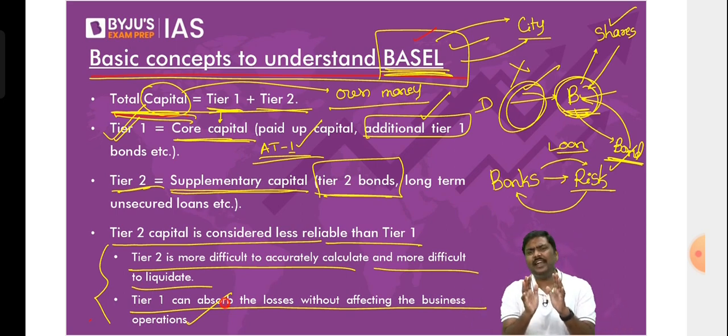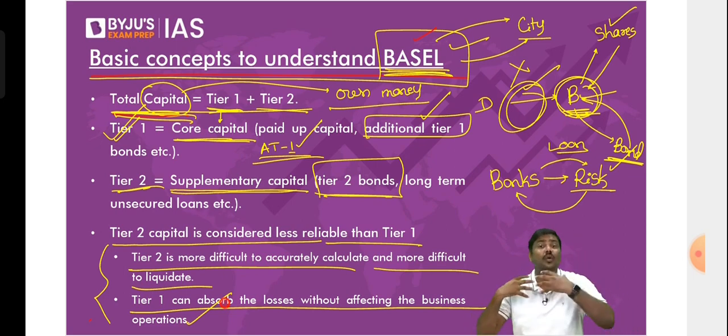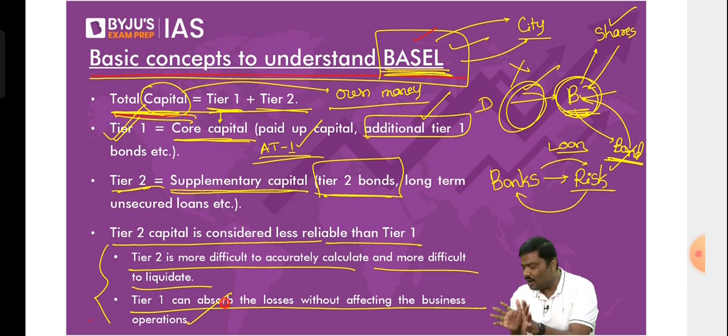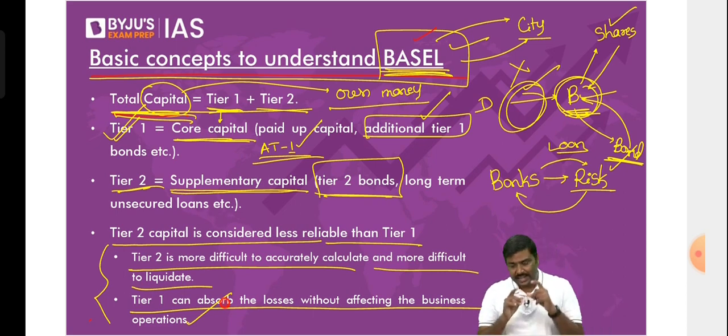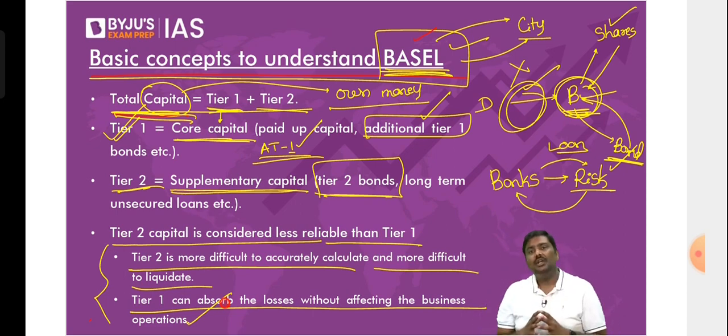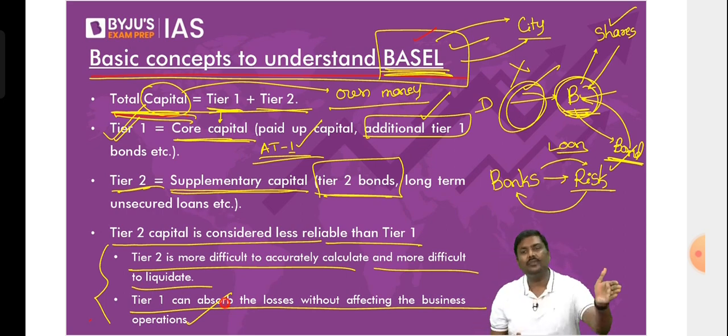What is the basic idea, simplified? Banks are collecting money. That is their own money now. Now the banks are going to incur losses. To absorb the losses, they are supposed to maintain and use their own capital. I'll repeat it. The banks are going to incur losses. To take care of the losses, they are supposed to maintain certain capital. And that capital is divided into two parts, tier 1 and tier 2.